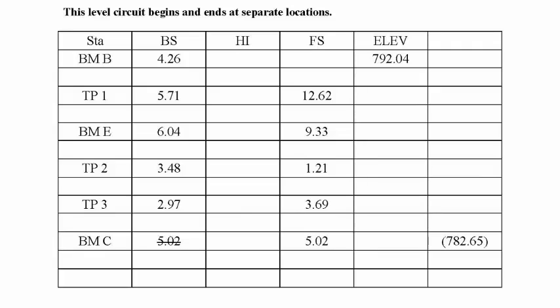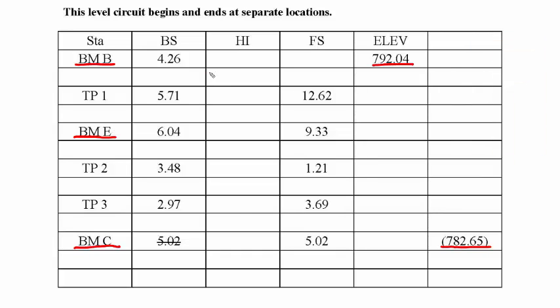Unlike the level circuit on page 1 of your Leveling Computations Practice handout, this one on page 2 begins and ends at separate locations. Here you can see the beginning of the circuit is at benchmark B and it ends at benchmark C. Clearly they have two different elevations. We start with 792.04 and the known elevation of benchmark C based on previous surveys is 782.65. So this is what we call a connecting benchmark circuit. Along the way we'll be determining the elevation of a new benchmark E, which is unknown to us at this point. The process is the same as what we saw before.